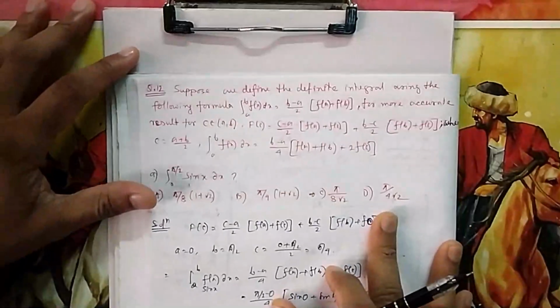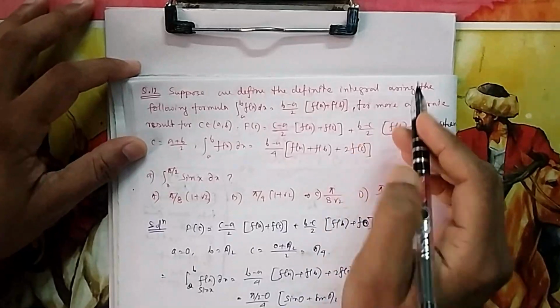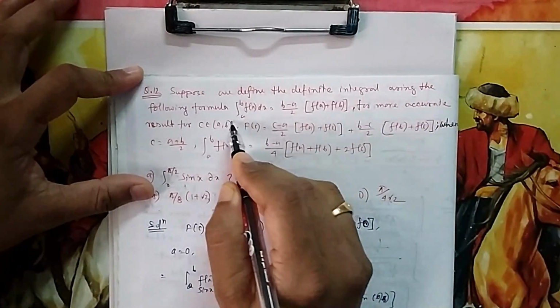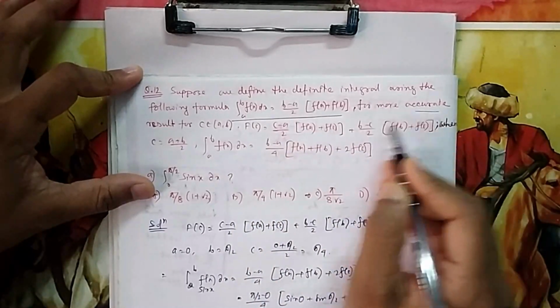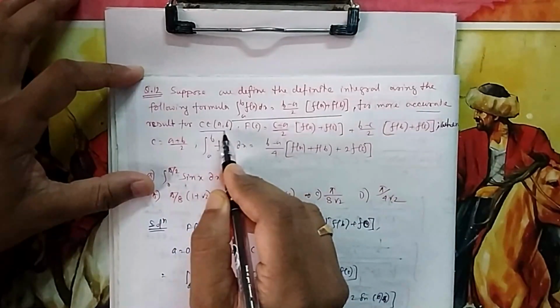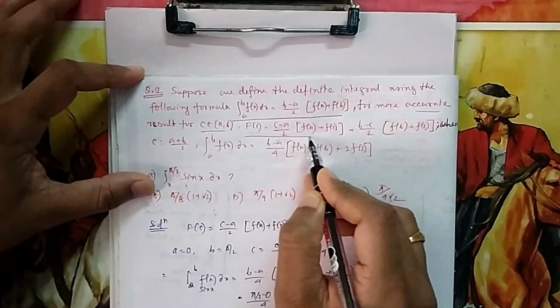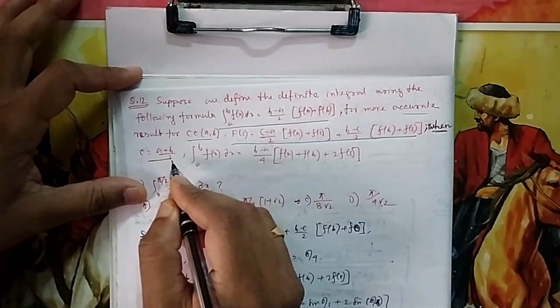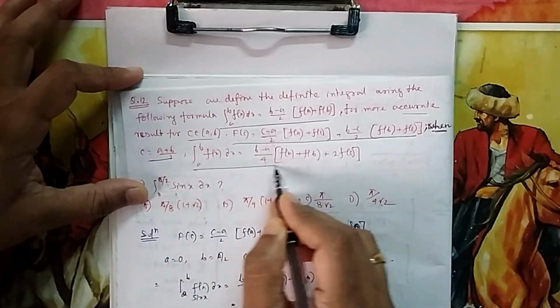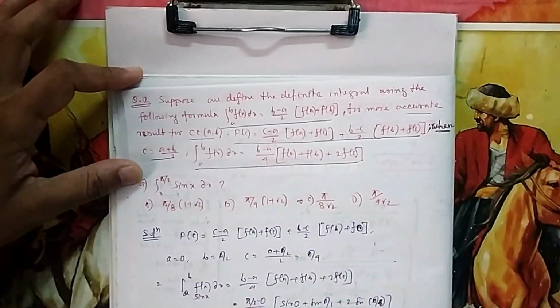Now if you come to question 12, suppose we define a definite integral using the following formula. So this is the definition of the definite integral from a to b of f(x) dx. For a more accurate result, take any point c between a and b, and you can write f(c) as this. It is also given specifically when c is equal to (a+b)/2, then this integration is this one. So you can apply this formula.